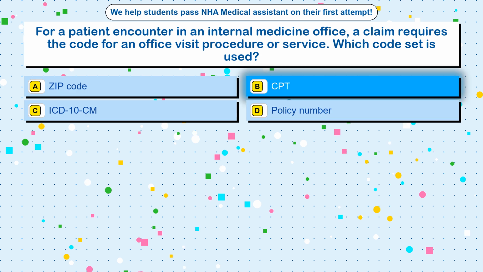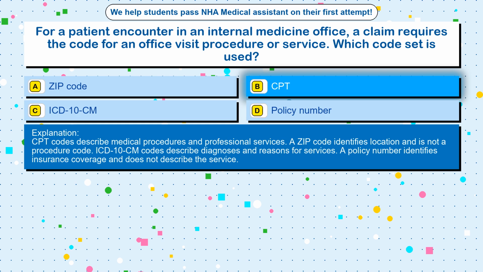The correct answer is option B, CPT. CPT codes describe medical procedures and professional services. A zip code identifies location and is not a procedure code. ICD-10-CM codes describe diagnoses and reasons for services. A policy number identifies insurance coverage and does not describe the service.